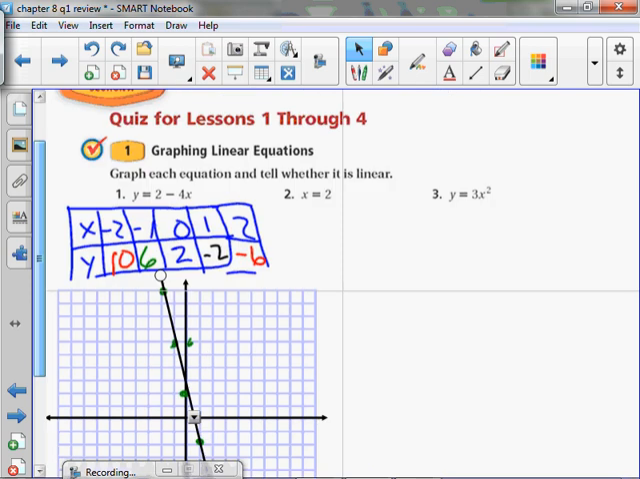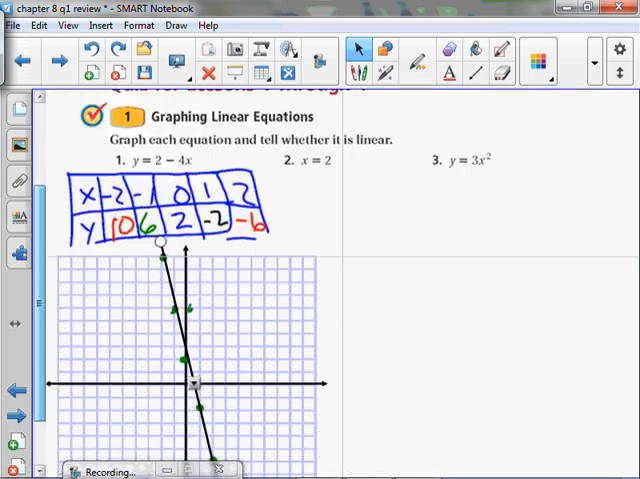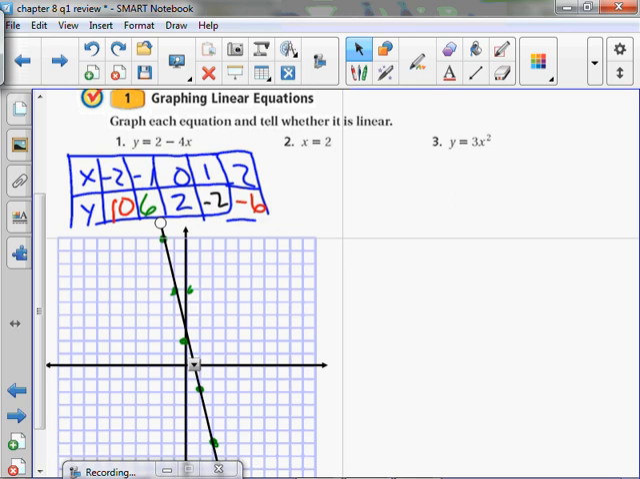So that one was number 1. We're now going to do number 2. At some point I will clone my graph. But first of all, let's talk about number 2. I cannot do the table of values on this because this is a special case. There are 2 special cases of linear equations: x equals some number and y equals some number. These are 2 different kinds that are special. And what we have to do for these cases is actually quite easy.